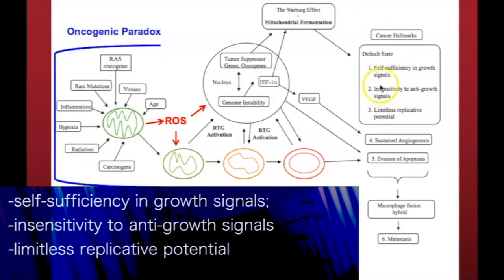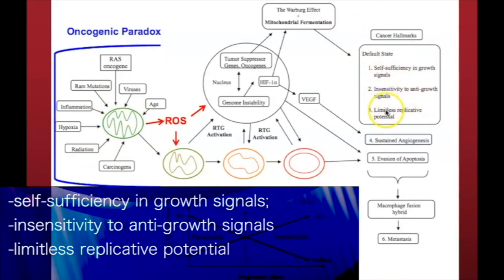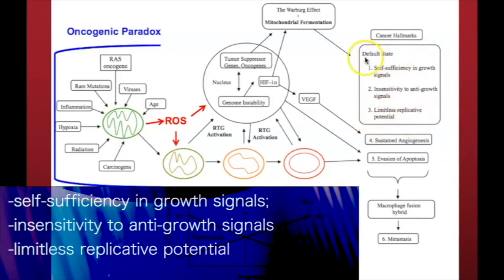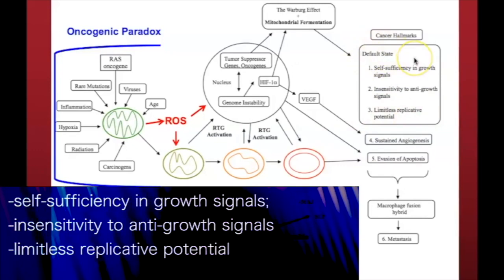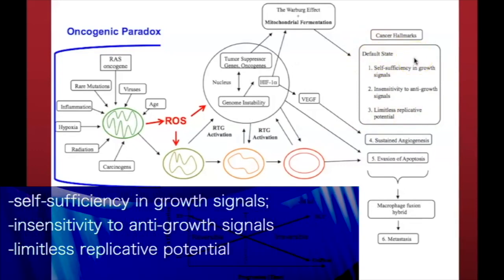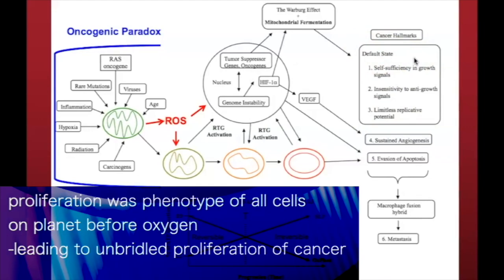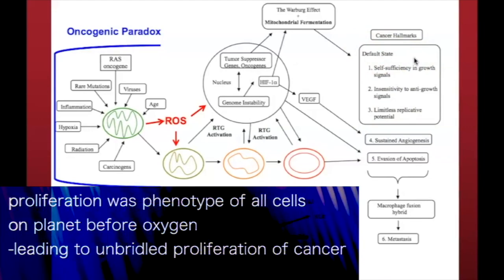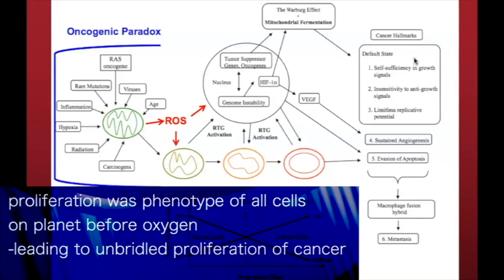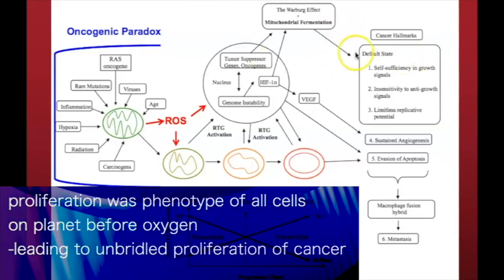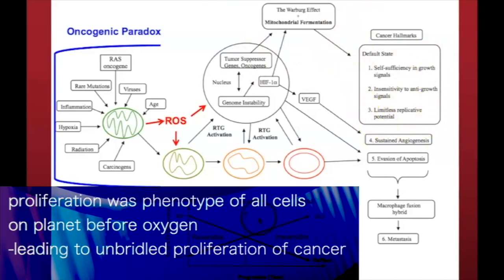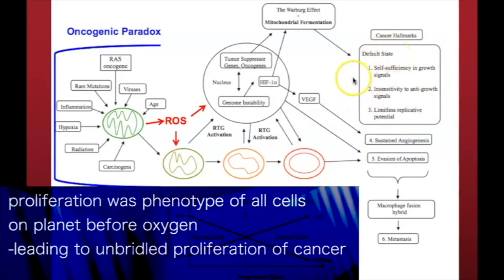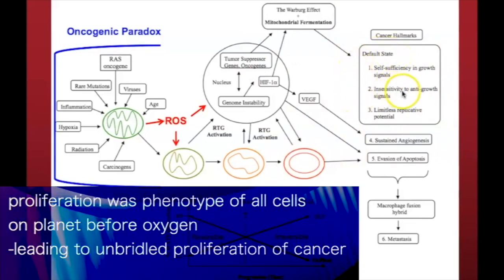So the first three hallmarks, self-sufficiency, insensitivity to anti-growth, and limitless replicative potential, are the result of the cell falling back on its default state. And the default state of mammalian cells is proliferation. And proliferation was the phenotype of all cells and organisms on the planet before oxygen came into the atmosphere some 2.5 billion years ago. So the cancer cell is falling back on ancient pathways that lead to unbridled proliferation, as all cells did before oxygen came into the atmosphere.